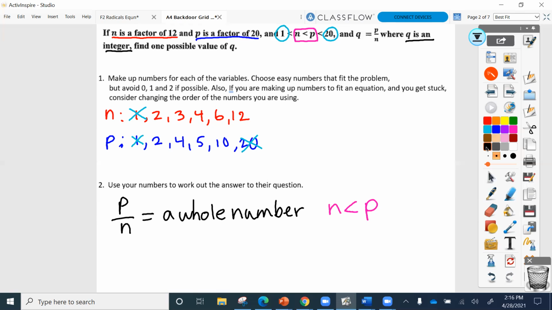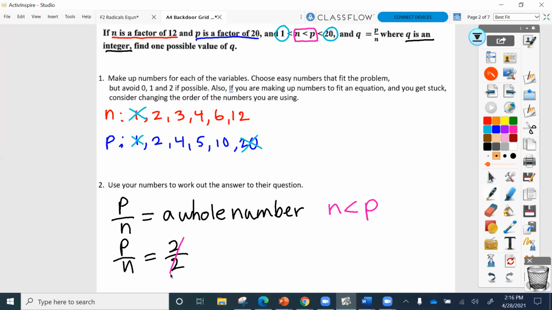If we did p over n is equal to, let's just start with, let's say p was 2 and n was 2. Well, that's going to violate the rule that p has to be greater, right? N is less than p. So if this were a 2, that would violate that rule. So that can't work. Well, let's try a different number.